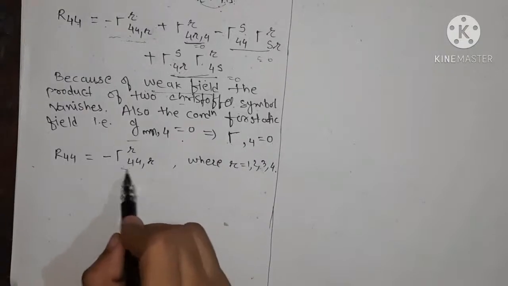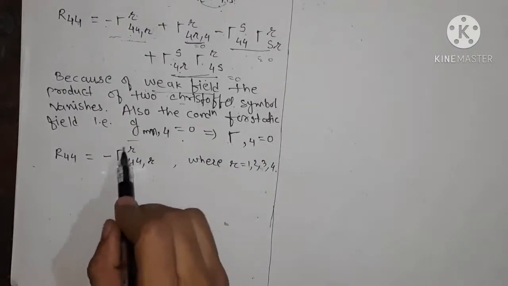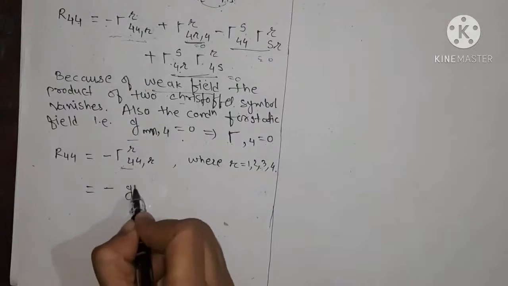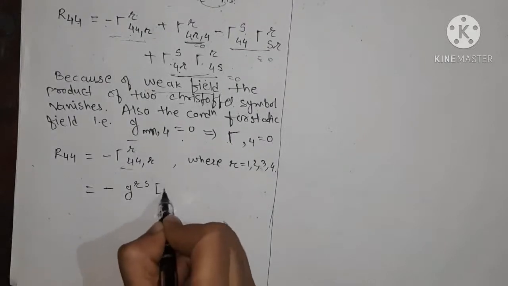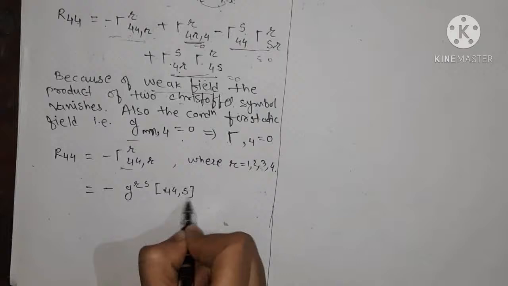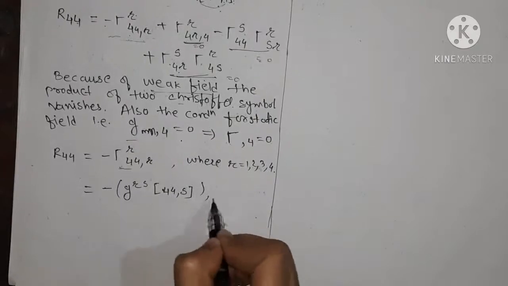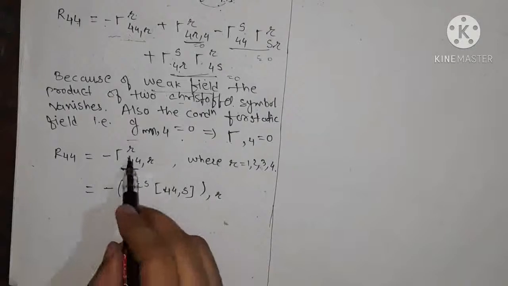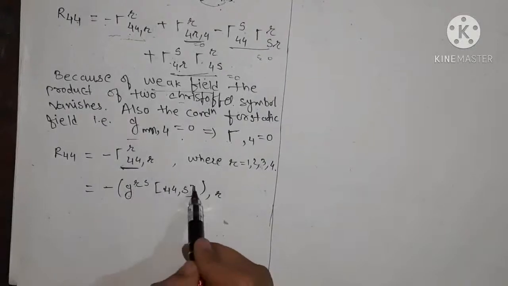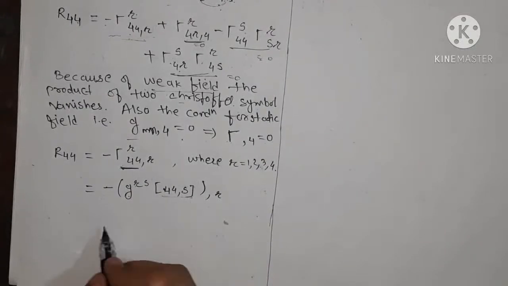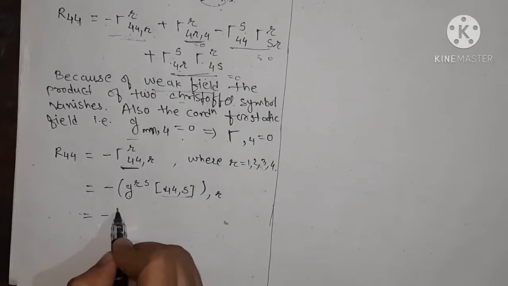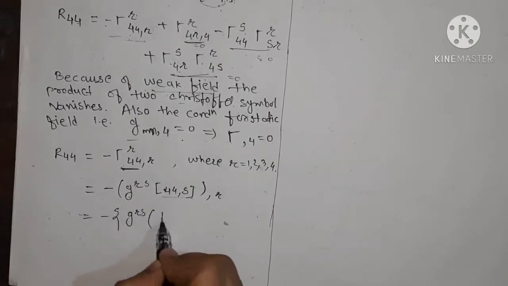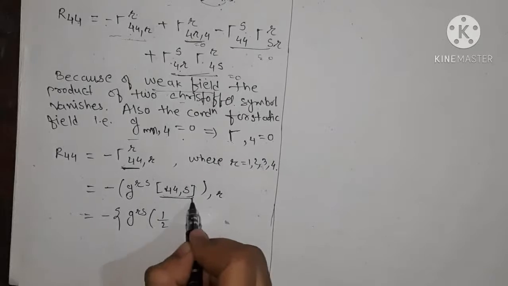Now we apply the definition of the Christoffel symbol here. So this is equal to minus g^{rs} [44, s] comma r. We apply the definition: g^{rs} times the Christoffel symbol of the first kind, and this is equal to minus g^{rs} times 1/2. So we apply the definition of this again.